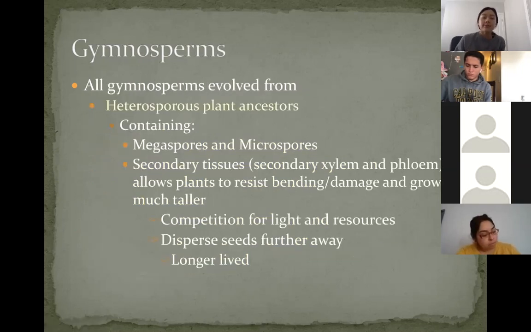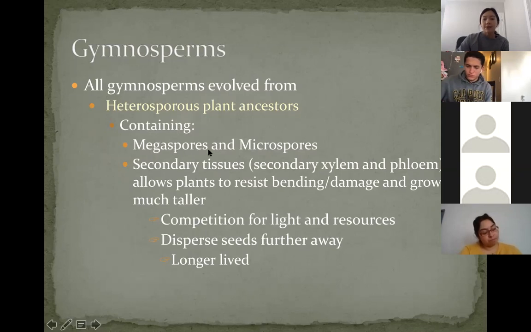All gymnosperms evolved from heterosporous plant ancestors, meaning that they evolved from ancestors that had two separate spores: one female spore, also called a megaspore, and one microspore, or male spore. Anytime you see the prefix mega, whether it's megaspore, megagametophyte, or megasporophyll, that's referring to the female. Anytime you see the prefix micro, so microspore or microgametophyte, etc., that is referring to the male. So micro, male; mega, female.